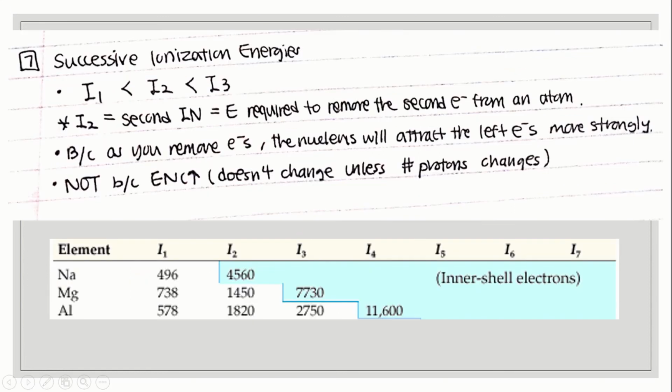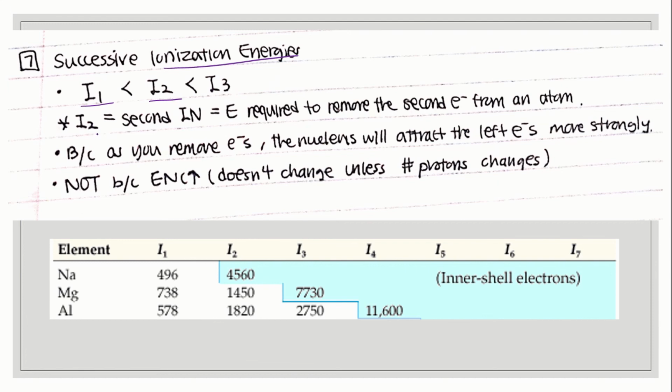And the last topic for today is the successive ionization energies. So as you remove more and more electrons, ionization energy will increase. So ionization energy for the first valence electron will be less than the ionization energy for the second valence electron, because as you remove the electrons, there will be fewer electrons for the nucleus to pull, and it will be harder for us to pull that electron, getting an even stronger attraction from the nucleus.